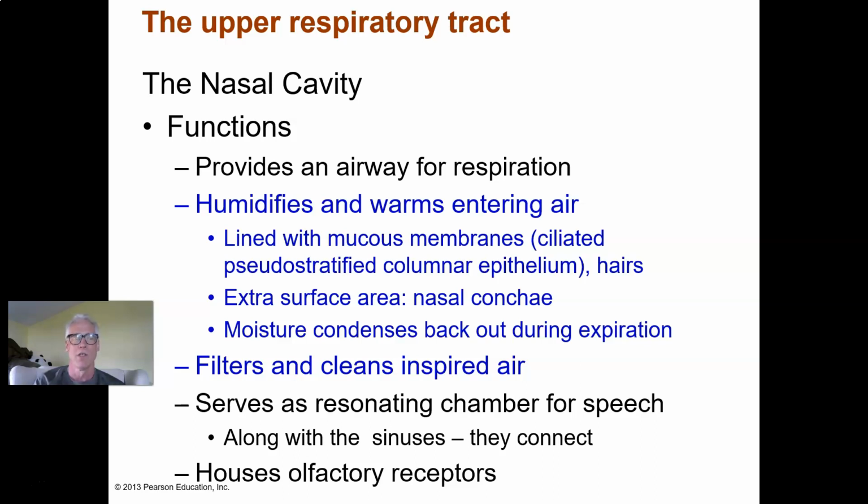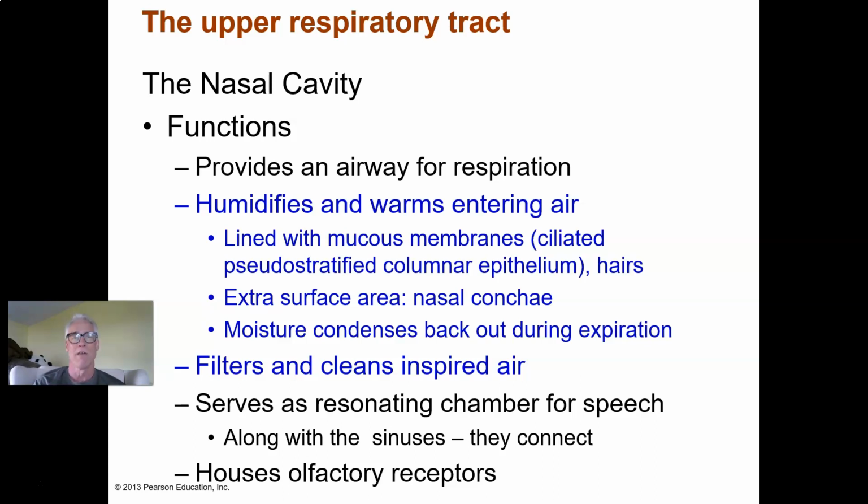The nasal cavity serves to not only humidify and moisten the air, it will actually filter out dust, debris, bacteria, and so forth that we inspire regularly in the air. It'll cling to the mucus on the surface of the hairs and the mucous membranes that are in the nasal cavity for the most part.